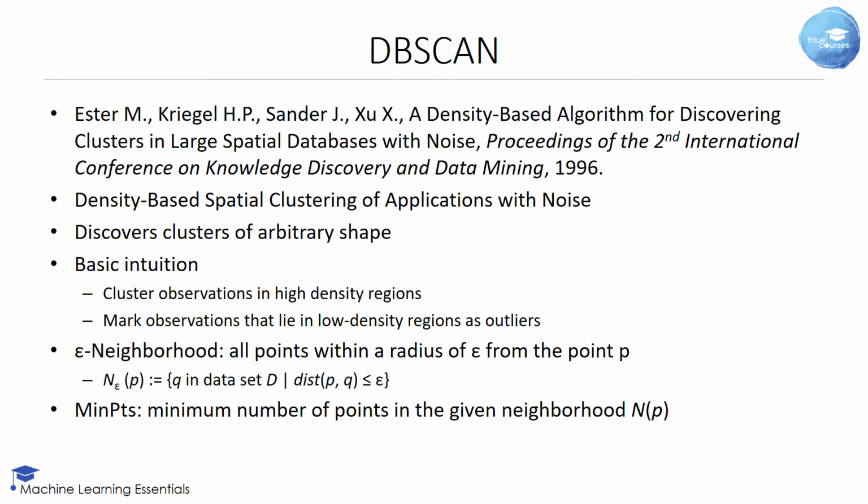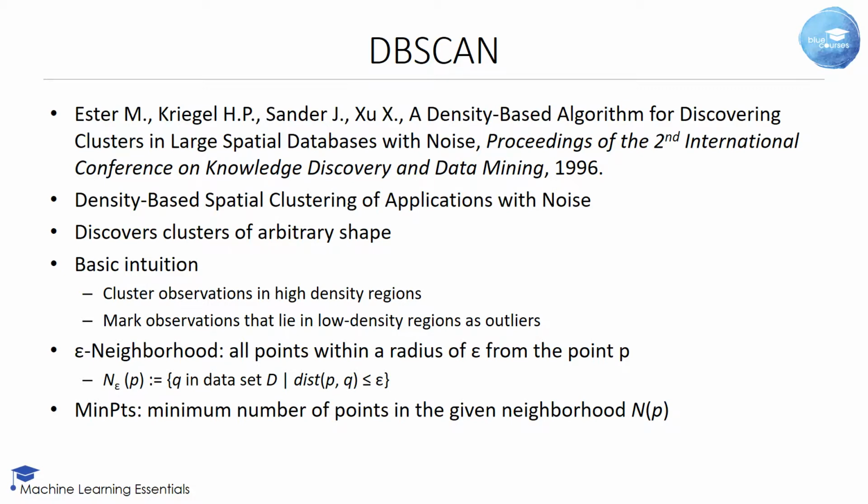The DBSCAN algorithm was developed by Ester, Kriegel, Sander, and Xu in their 1996 KDD paper cited at the top. DBSCAN stands for Density-Based Spatial Clustering of Applications with Noise. One of its key strengths is that it discovers clusters of arbitrary shape. Its basic intuition is to cluster observations in high-density regions and mark observations that lie in low-density regions as outliers.